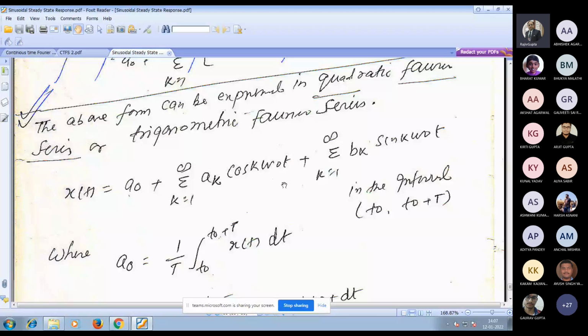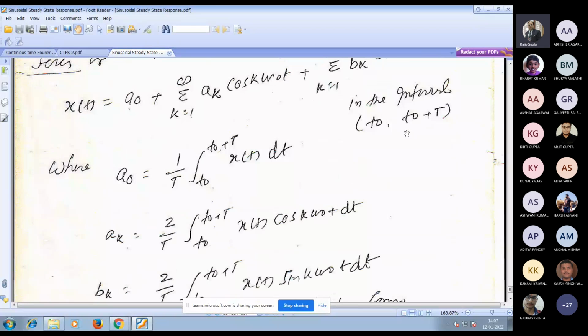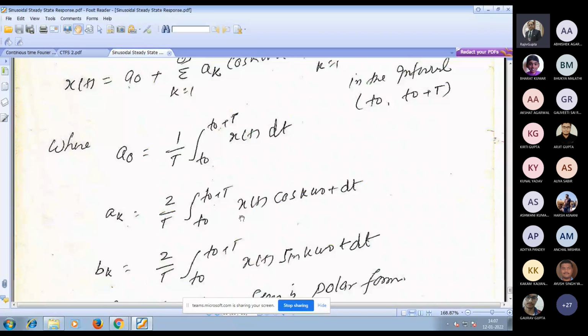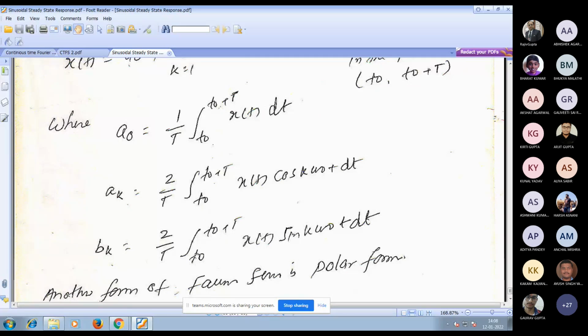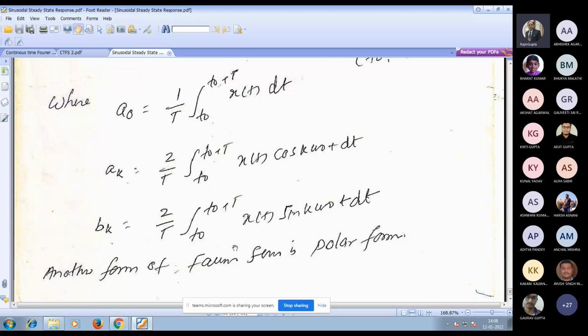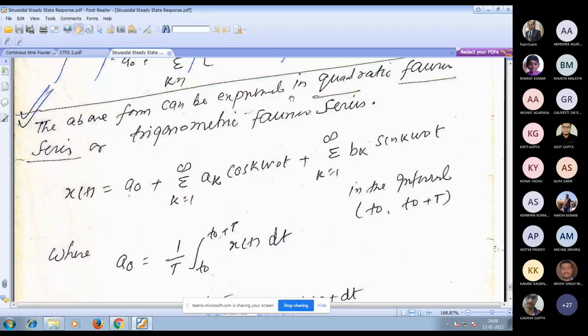where a naught is the DC component present in the signal, and a naught can be calculated by this mathematical equation: 1/T times the integration over a time period of x(t) dt. a_k is 2/T times the integration over a time period of x(t) cos(k omega naught t) dt. Similarly, b_k is 2/T times the integration of x(t) sin(k omega naught t) dt. So this form, as I already told, is known as the trigonometric Fourier series or quadratic Fourier series.